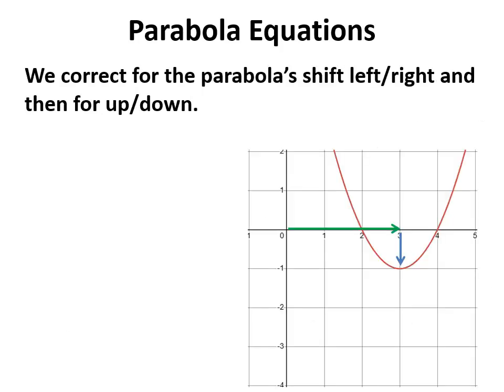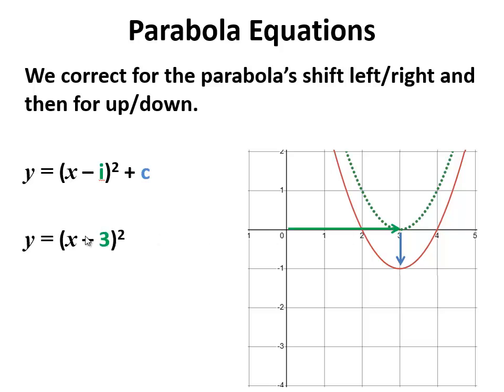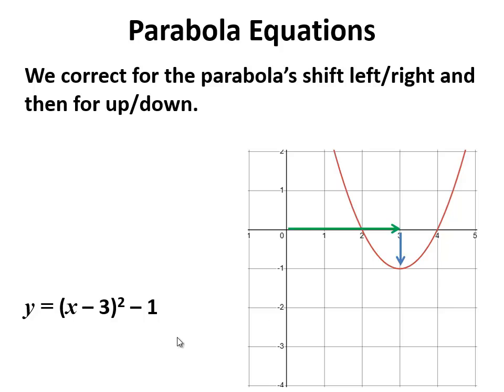So this parabola has been moved 3 to the right and 1 down relative to y equals x squared. We take our general form, and if we just looked at the shift left or right, that would be x minus 3 squared. Even if we were using the intercept method, the dotted line would be y equals x minus 3 squared. But our graph has been moved down 1, so we add plus minus 1, but we don't write plus minus 1, we just write minus 1. So there's our shift left or right, there's our shift up and down.